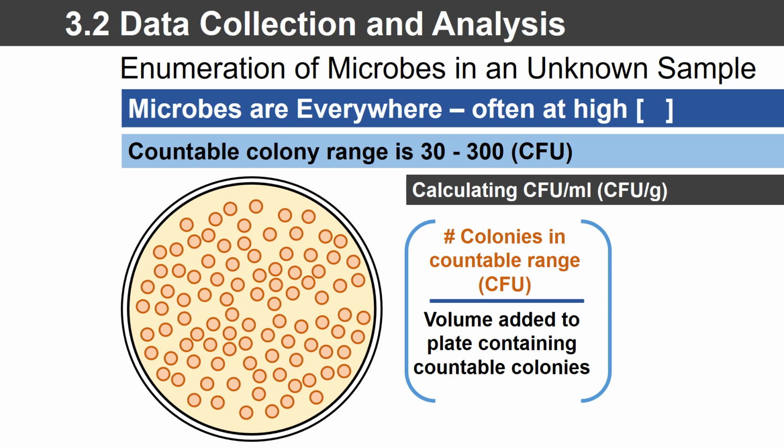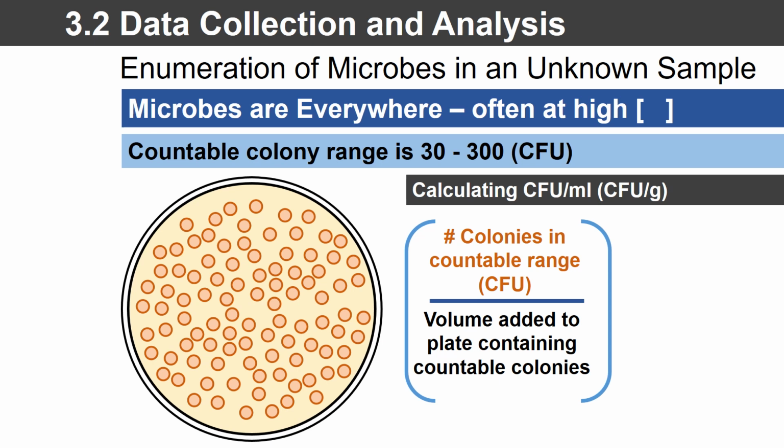So let's go through this together. Don't panic, okay? In parentheses, I have here a division problem that represents the first part of how you would use colonies to get concentration of microbes in a sample. So this is your formula, essentially. So the first part is, in the numerator, the number of colonies that you found in the countable range. And again, that could be anywhere between 30 to 300. So there's where we get our CFU.